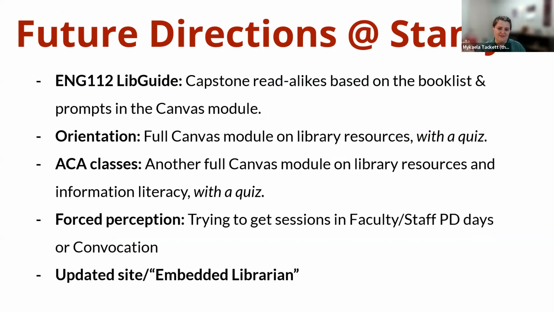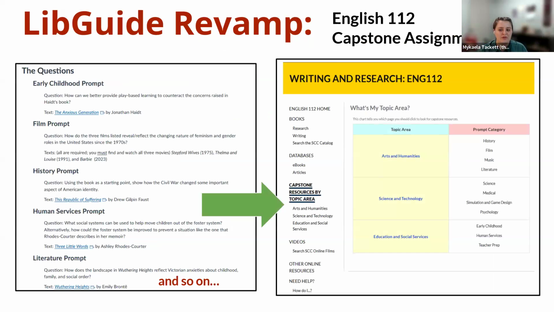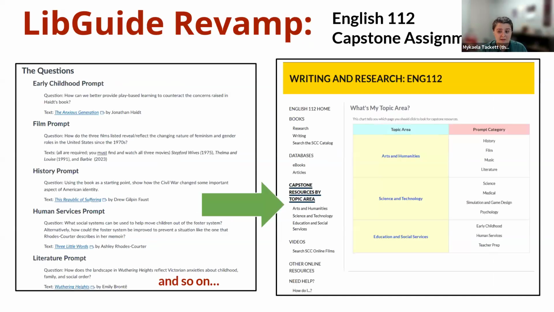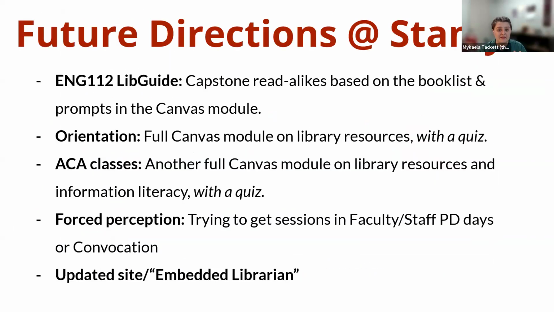Future directions here at Stanley. I am going to expand on this LibGuide further for the prompt category or the topic area pages. I'm going to put read-alike lists on here based on the current book list and then the prompts that are on Canvas, because a lot of the time students are allowed to pick a book from the list, come up with their own book, or ask AI for a book. The ask AI for a book thing also has a little tagline in there that says, or go ask a librarian, because I threw a hissy fit whenever they put that in there.